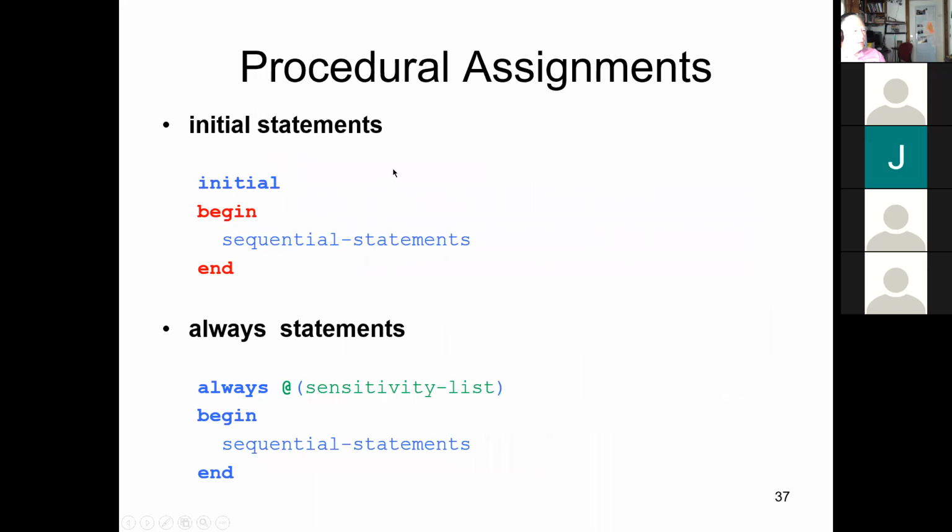And here's what the initial block looks like. You have the keyword initial, a begin, a bunch of sequential statements, and the end. Again, we usually use this to set up initial values. The always statement looks like this. You have the always keyword, an @ symbol, and then in parentheses the list of variables, and they should be edge variables in almost every case.